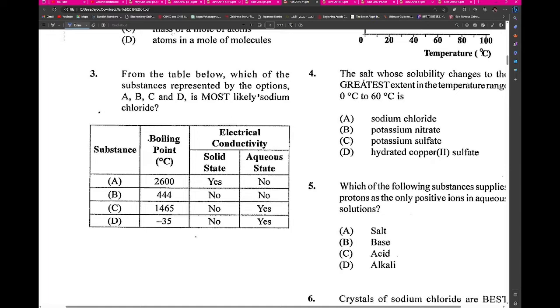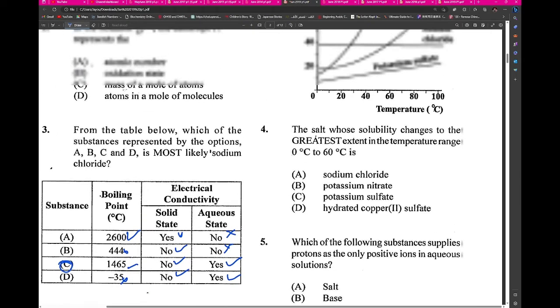So we're saying that they would have high boiling points, yes. So these would be out because it's an ionic compound, right? They would be in a solid state. Do they conduct electricity in solid state? No, it wouldn't. In the aqueous state, yes, it would. So the best one would be C.